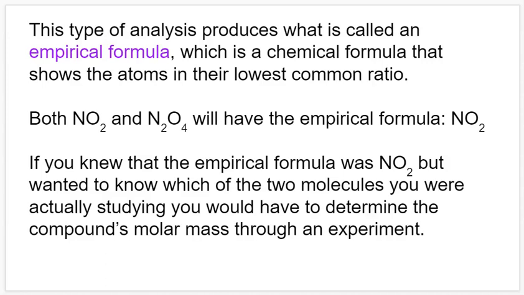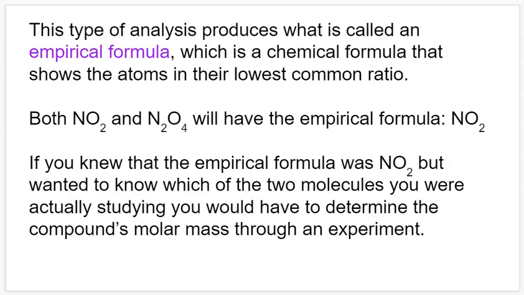because what we're going to get out of the mass spectrum is something called an empirical formula. An empirical formula is the chemical formula of a molecule or the formula unit of a complex compound. This is always going to show us the lowest common ratio if it's the empirical formula. So if we look at both nitrogen dioxide and dinitrogen tetroxide, they would both have the same empirical formula based off of the mass spectroscopy results.